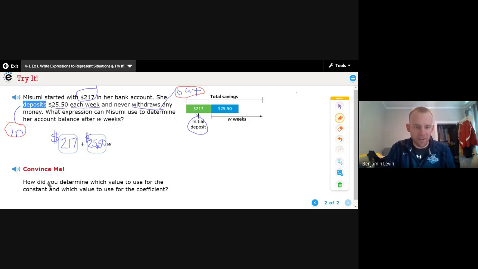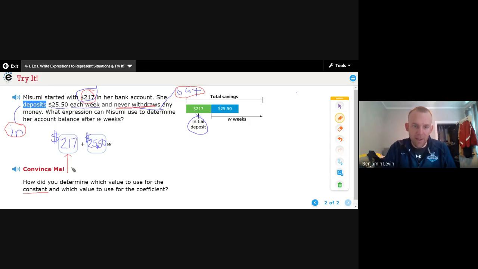I guess we can do this. How did you determine which value to use for the constant and which value to use for the coefficient? Well, the constant is something that never changes, right? The constant is always the same. It never changes. So our constant is going to be 217 because we started with $217. We always are going to have that 217 because it says she did not withdraw anything. She never withdraws. But we're always going to have that original 217.